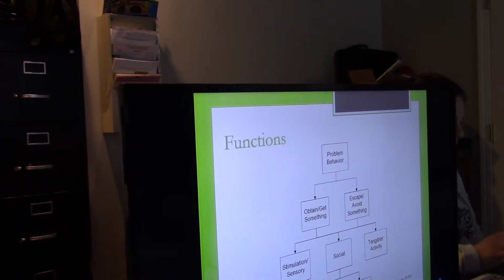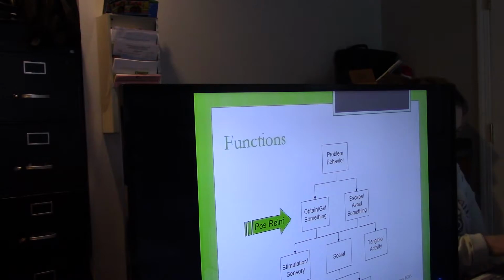Okay. The functions. So here's your problem behavior. There are 4 main functions of behavior: to obtain or get something, attention, tangible activity, or escape and avoid something. Escaping people, escaping pain, escaping work. So you want something or you want to get away from it. Is it a sensory thing? Is it social or tangible activity? Then the social can be an adult or a peer.